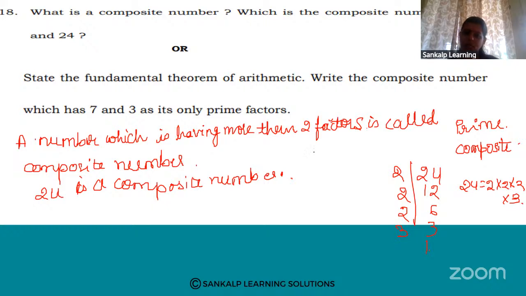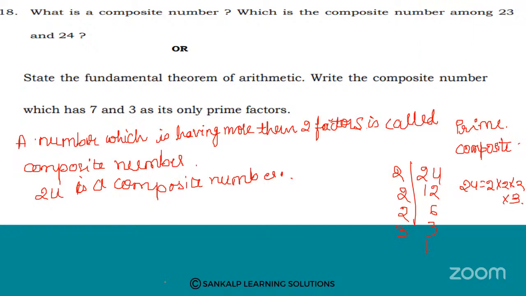Next, state the fundamental theorem of arithmetic. Write the composite number which has 7 and 3 as its only prime factors. So state the fundamental theorem of arithmetic. Fundamental theorem of arithmetic means every composite number can be expressed as a product of its primes, that is, a prime factorization. And this factorization is unique. That is the fundamental theorem of arithmetic.